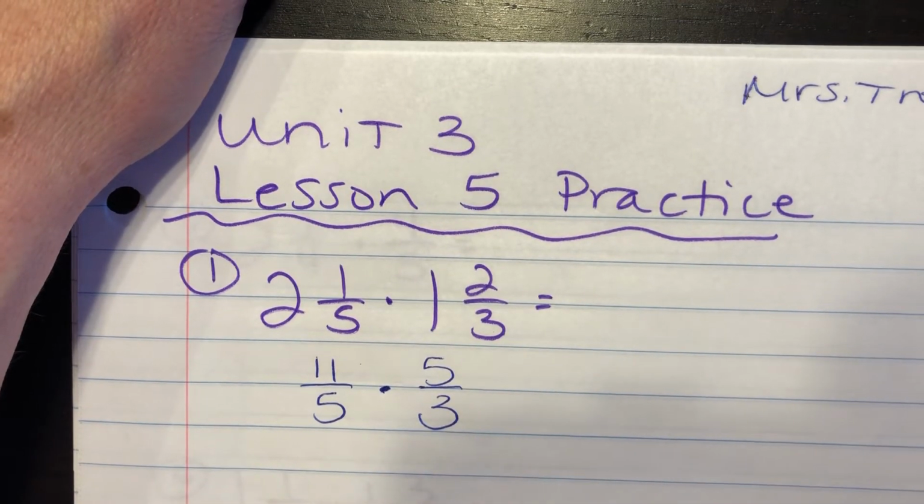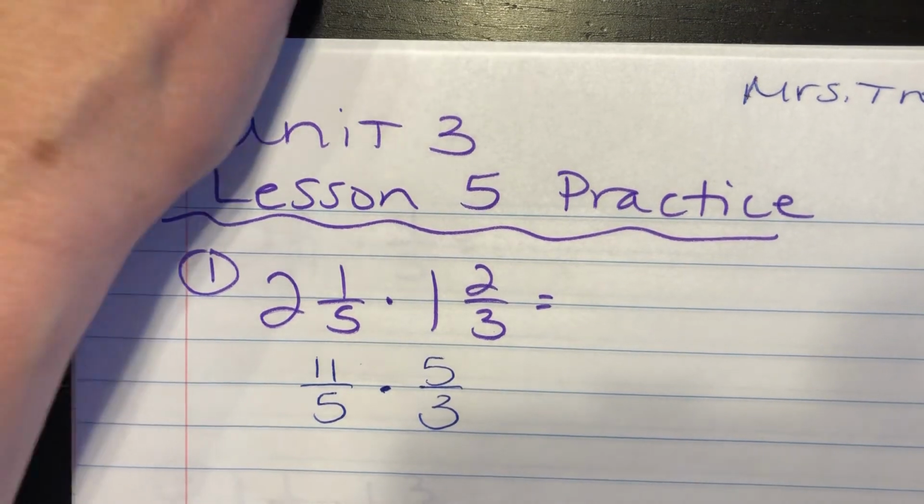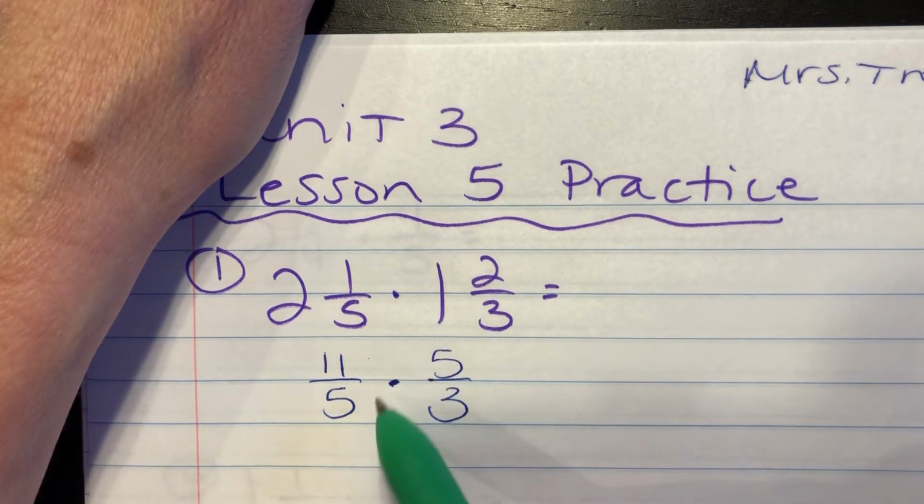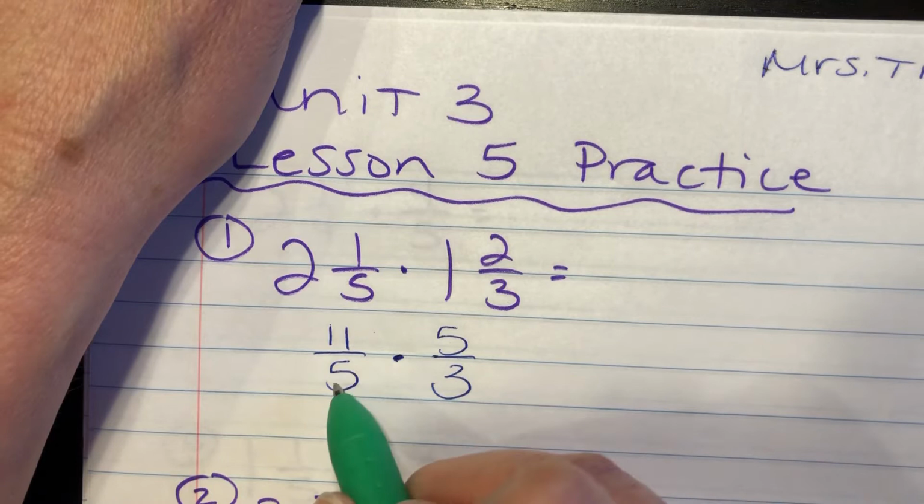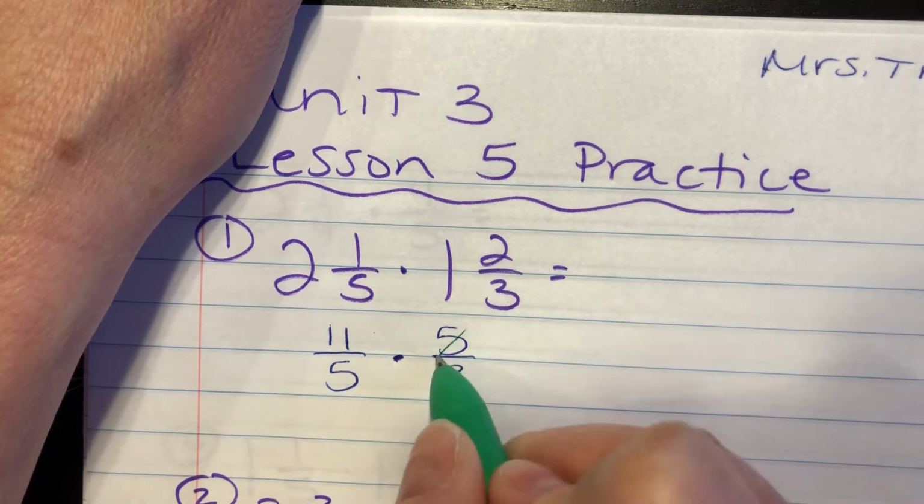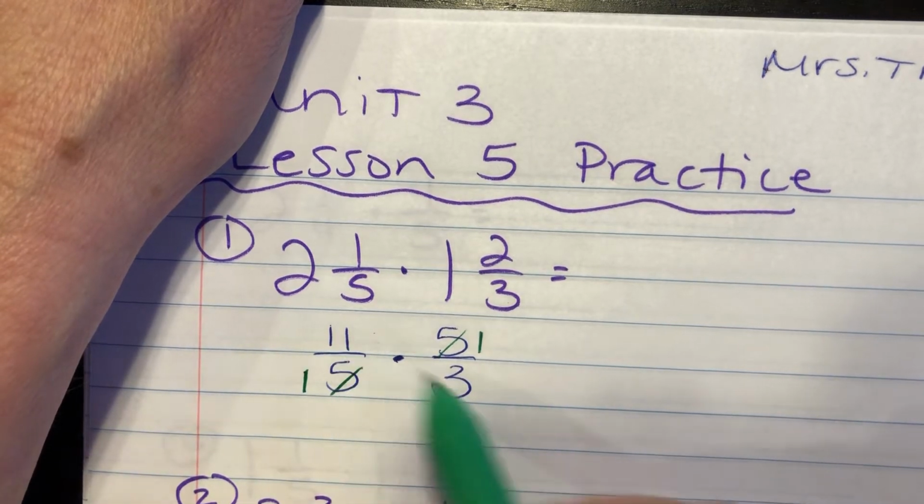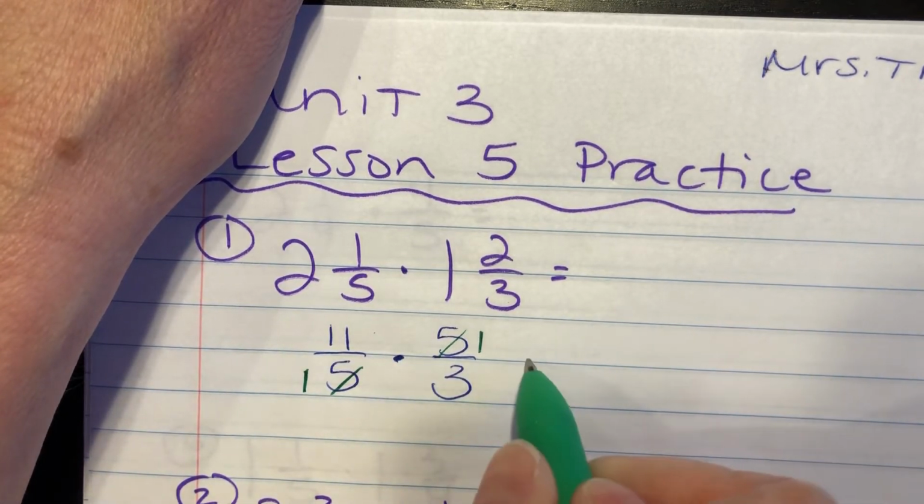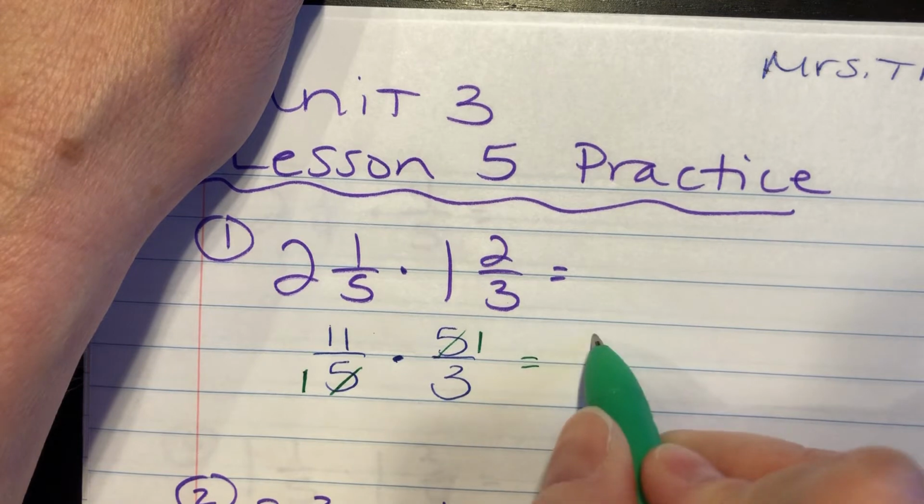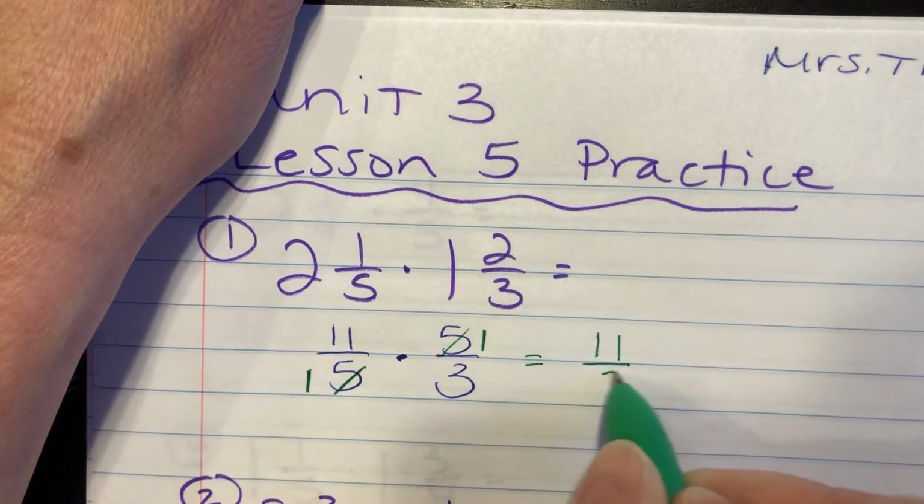Now I'm going to check this out to see if I can cross simplify anywhere, and I notice that I have the same digit diagonal from one another. So I would definitely divide those 5s both by 5. 5 divided by 5 is 1. 5 divided by 5 is 1. I can't do anything with 11 and 3. So now I'm ready to multiply. 11 times 1 is 11, and 1 times 3 is 3.